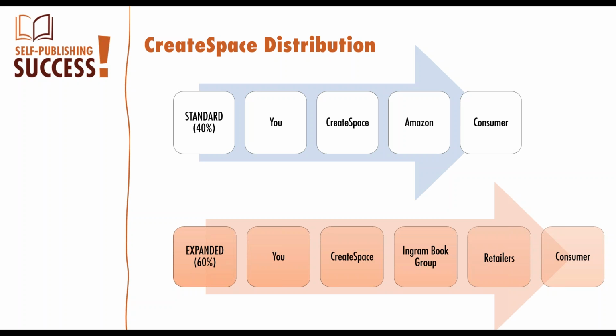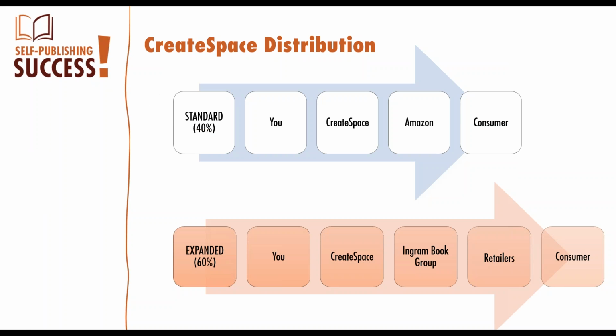Now CreateSpace can distribute to the Ingram Book Group on your behalf, but they charge a 60% wholesale discount, no negotiation. It's just going to be that 60%, and then they'll do the same thing that Ingram Spark does by default. You send it to CreateSpace, they send it to the Ingram Book Group, it shows up at that wide list of retailers, and then it goes to the consumer.